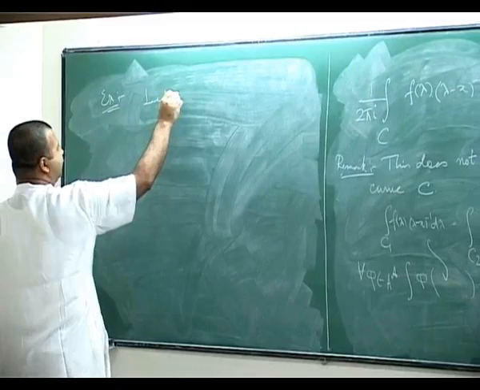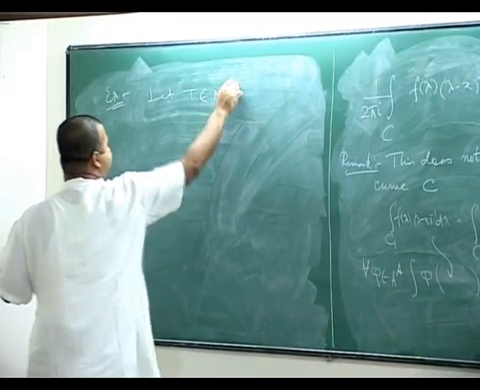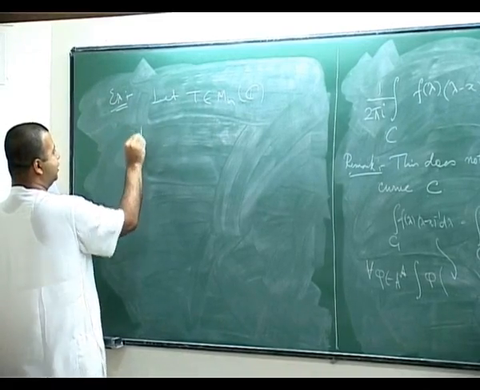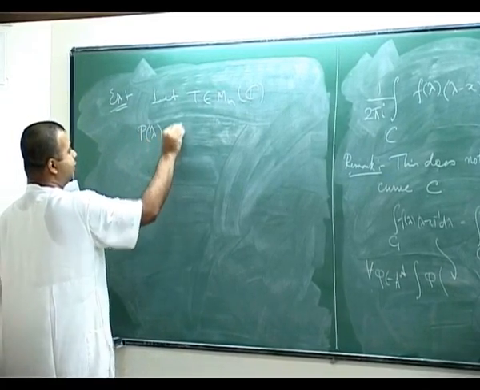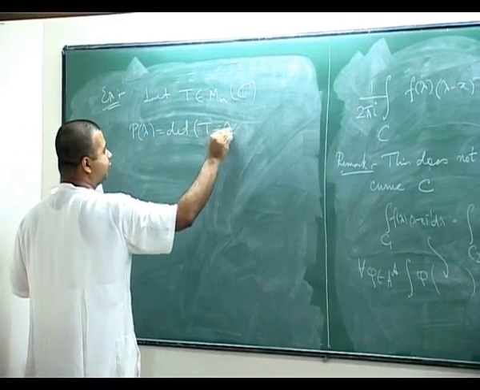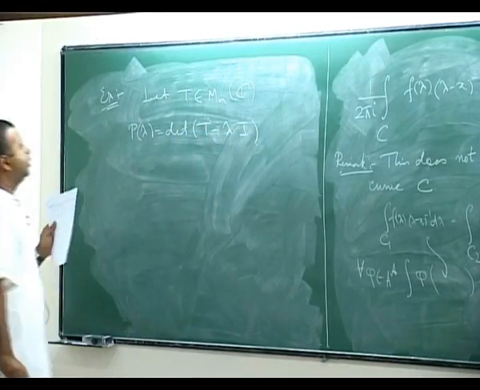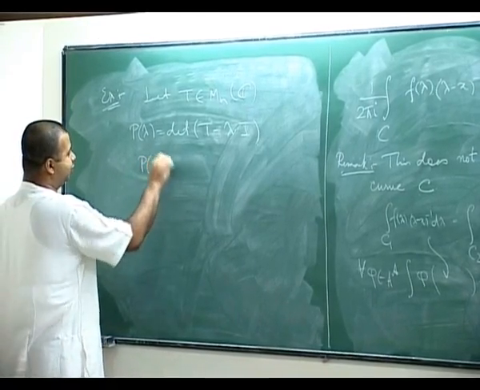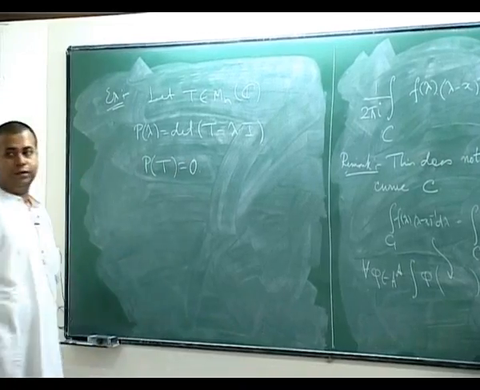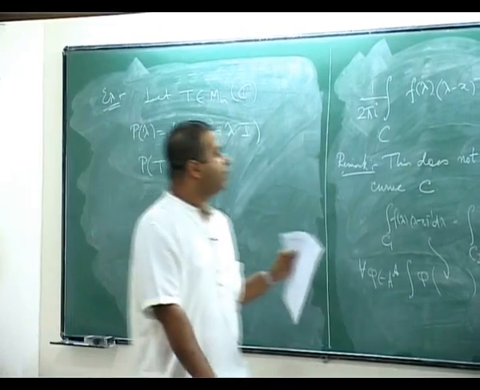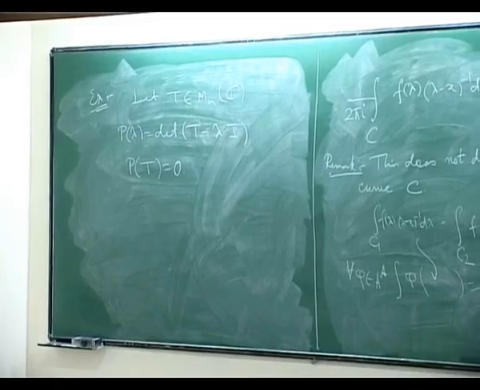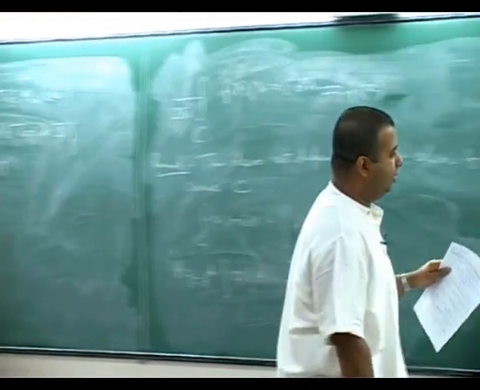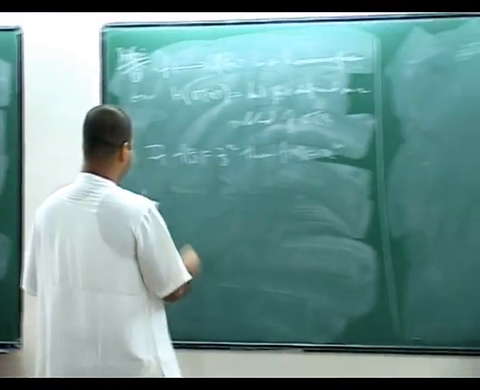So let T be a matrix, then the characteristic polynomial is defined as, and now I have to prove that. So use this proposition, in fact, yeah, this proposition and this definition to prove that.